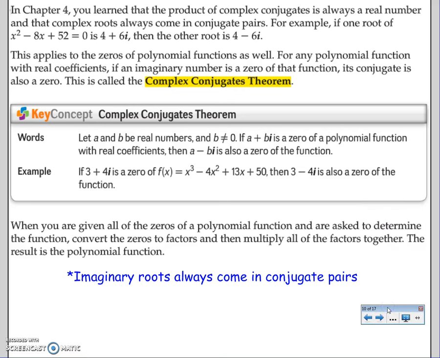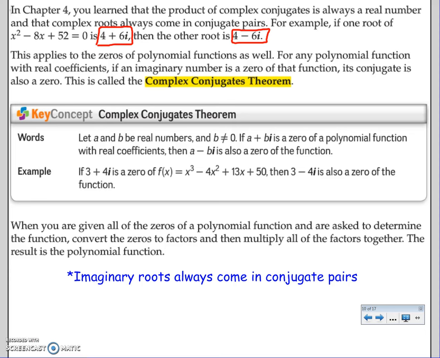In chapter 4, when we were doing the complex, imaginary stuff, remember if you had one root, 4 plus 6i, then you had another root, 4 minus 6i. We call those conjugates. So this works for polynomials as well. Basically, remember, imaginary roots always come in conjugate pairs. If you have a plus bi, then you have a minus bi. The term that goes with the i changes signs.